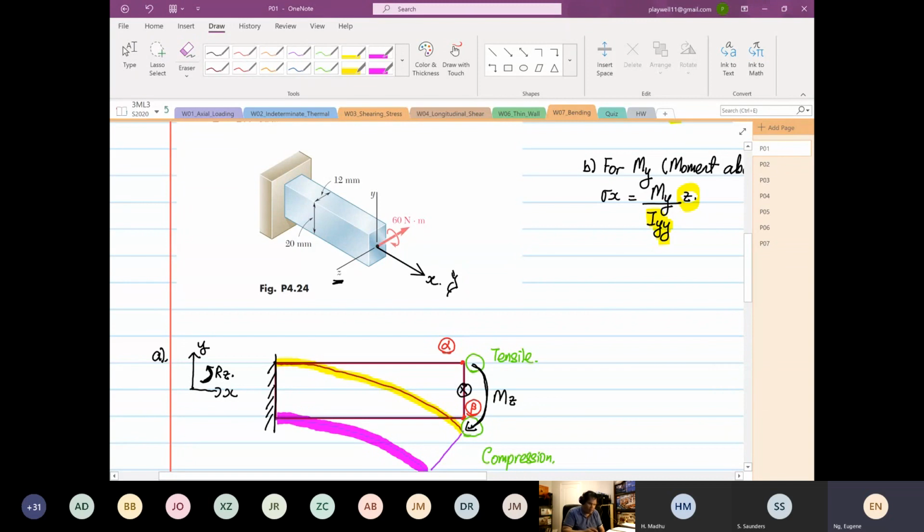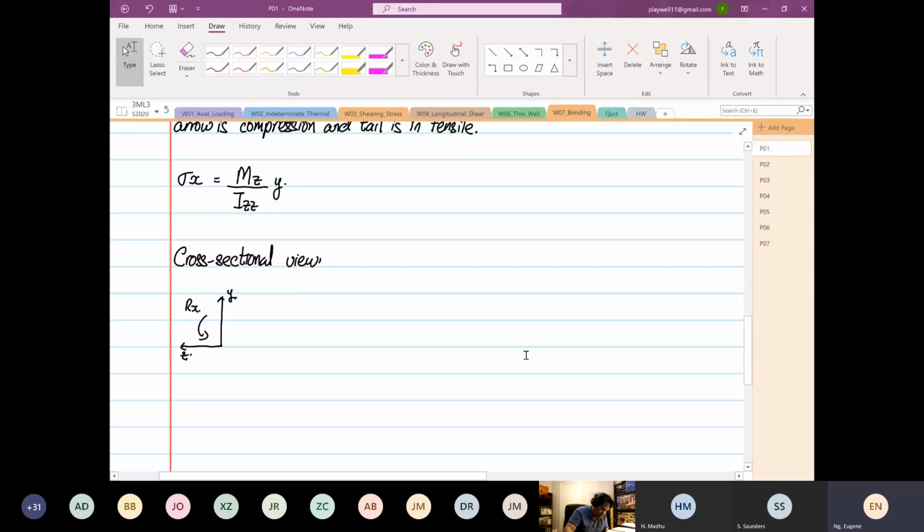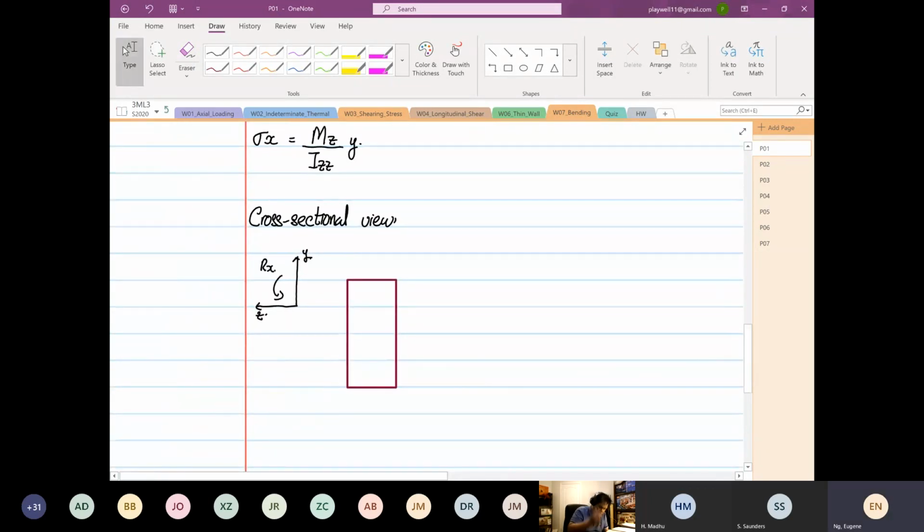So it's 12 by 20. There's the cross section. I'm going to draw it big so you can see better. So this is our cross section. We know that this line over here is your YY line, and this line over here is your ZZ line.